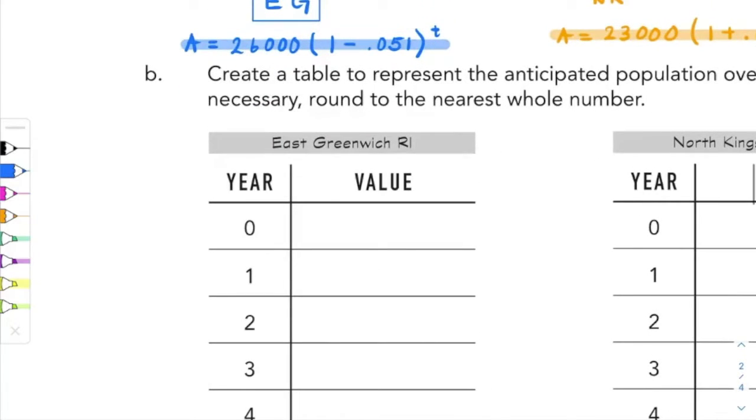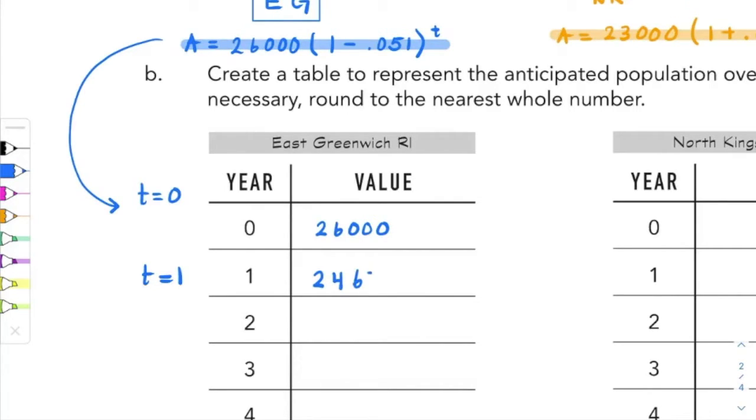For year 0, for East Greenwich, we use the equation that we wrote above. We substitute t equals 0 into the equation. When we substitute 0 in, that means we're starting with 26,000. That's your starting point at year 0. After 1 year, we're changing the t value of our function to 1. In your calculator, you would type in 26,000 multiplied by 1 minus 0.051 raised to the power of 1, and your output will be 24,674.